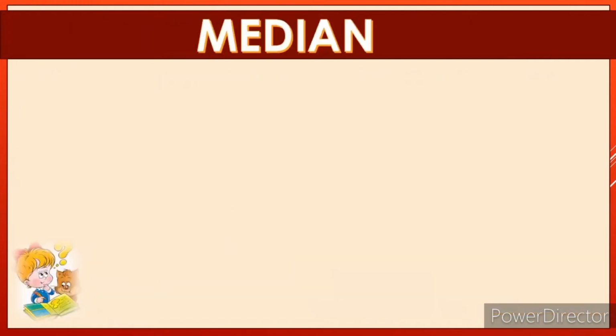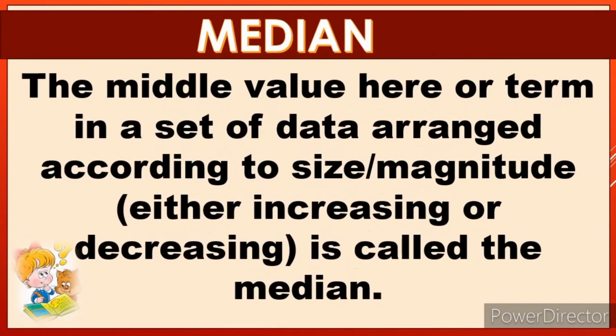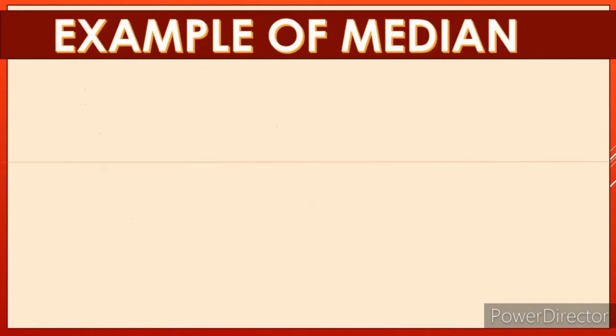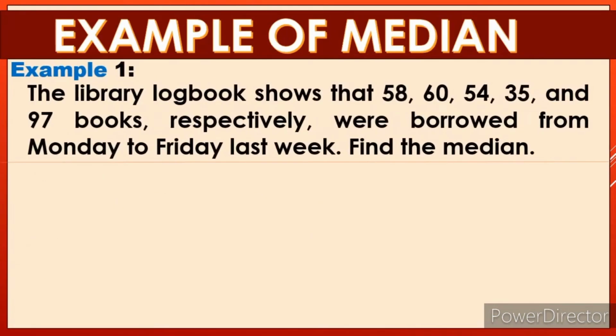Okay, now let's move on to the next one, which is the median. What is the median? The median is the middle value or term in a set of data arranged according to size or magnitude, either increasing or decreasing. We have example number 1. The library logbook shows that 58, 60, 54, 35, and 97 books, respectively, were borrowed from Monday to Friday last week. Then find the median.